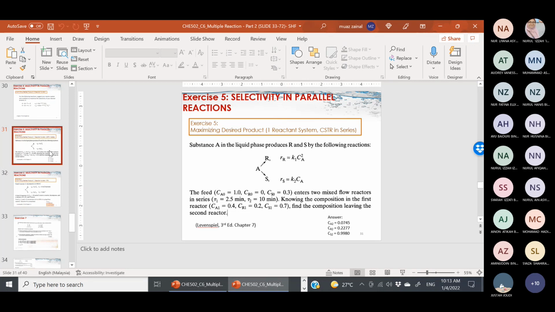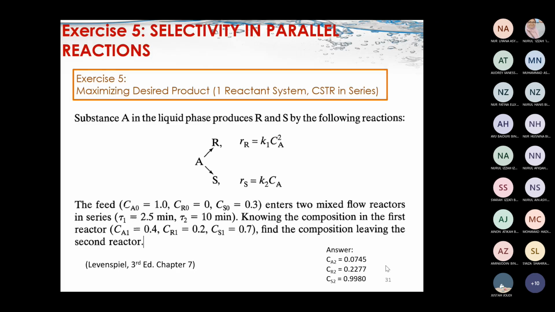Alright. Okay, so we stopped here last time, right? We stopped here, Exercise 5, you still remember? I think we stopped here last time. Okay, so let's discuss. So exercise 5 is maximizing desired product.